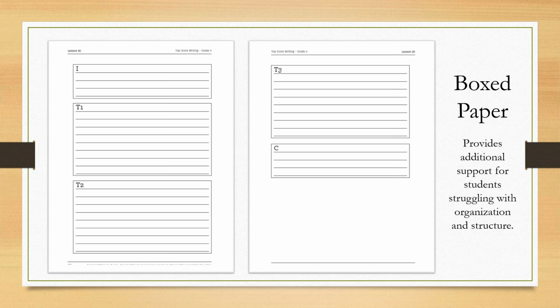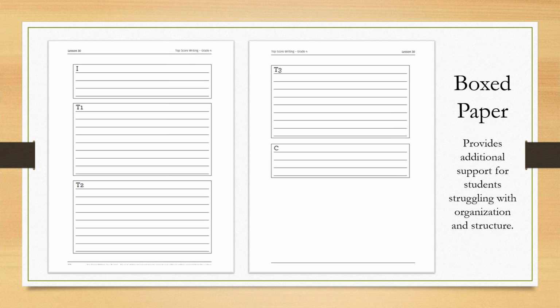Now, when students are writing their introduction, for example, they can only write in the I box. When students are writing their T1 paragraph, if you remember, that was on species of alligators, they can only write in that T1 box. When students are writing about their T2 topic, which is reptiles, they can only write in the T2 box. This really helps students to organize their ideas. We can teach them very easily with box paper how to indent each paragraph.